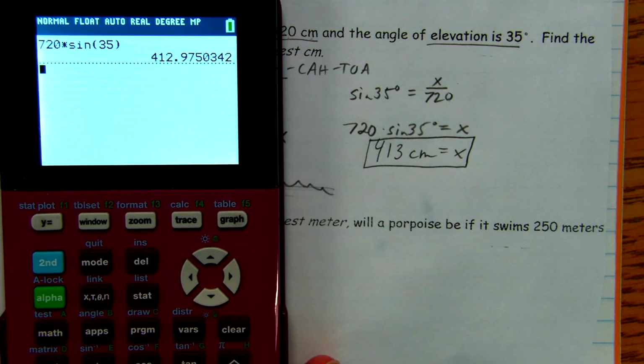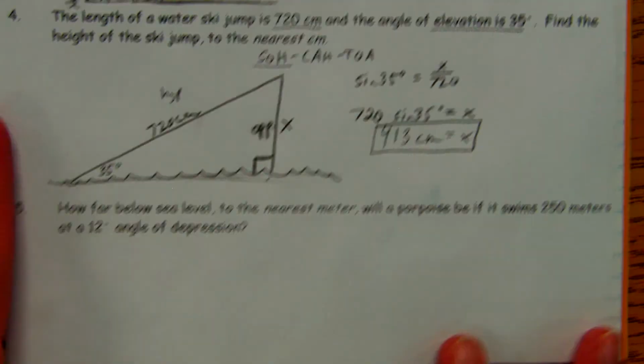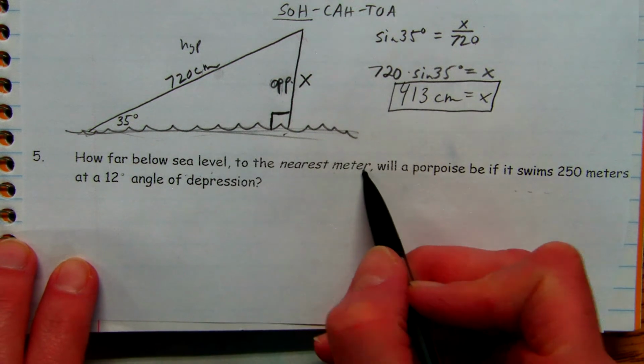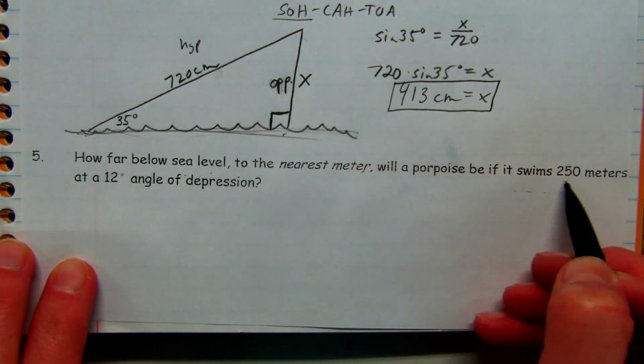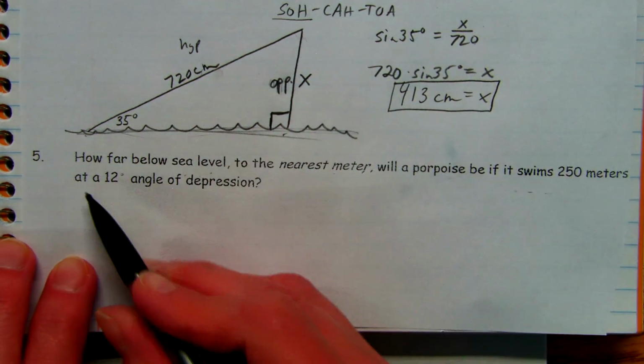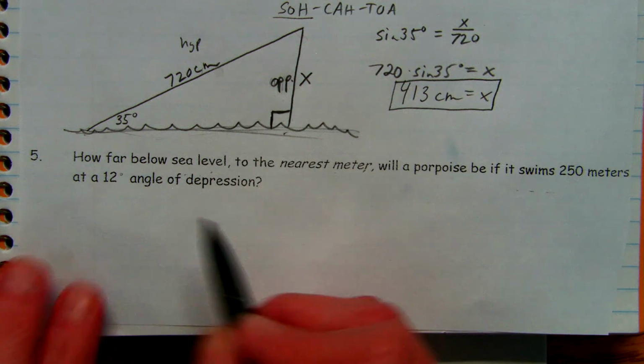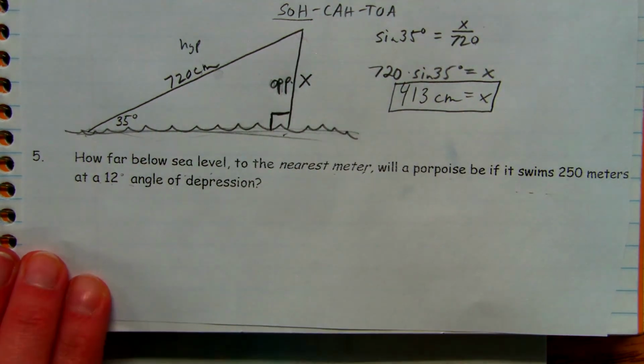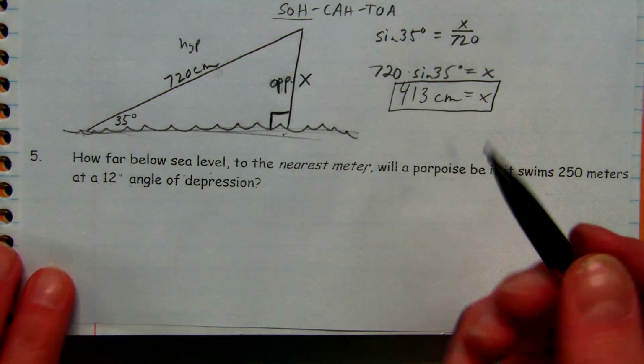All right. So then down here, it says, how far below sea level to the nearest meter will a porpoise be if it swims 250 meters at a 12-degree angle of depression? I guess it's right. My brain just didn't want to read it that way.